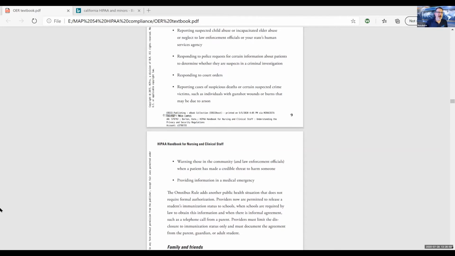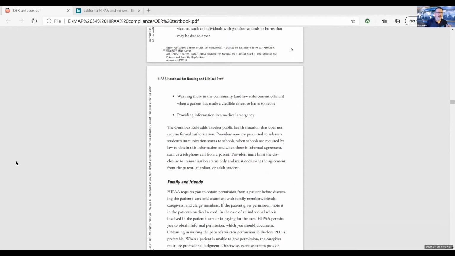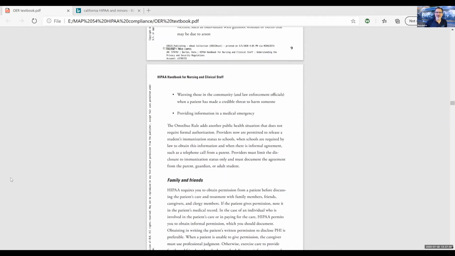Okay. Warning those in the community when a patient has made a credible threat to harm someone. Again, this is one of those things we take very seriously. It doesn't happen very often that we have to report on this, but I think it makes total sense. If somebody has threatened to do harm in the community, as healthcare providers we have an obligation to protect the community as a whole, not only the patient. Okay. Things like family and friends. This is an interesting one.